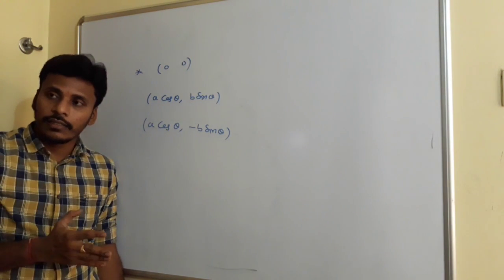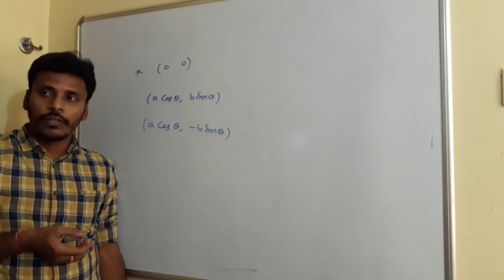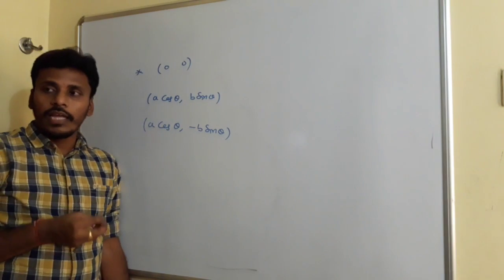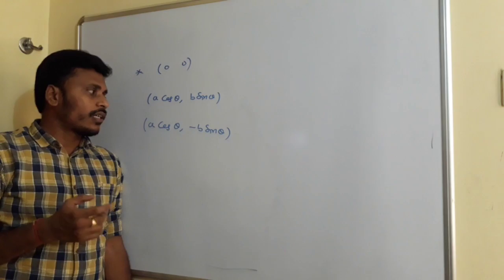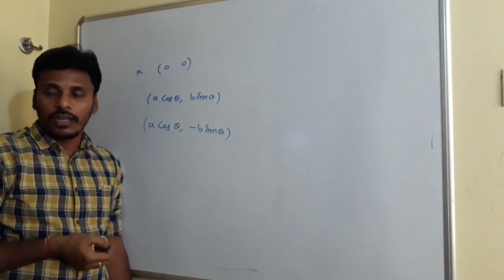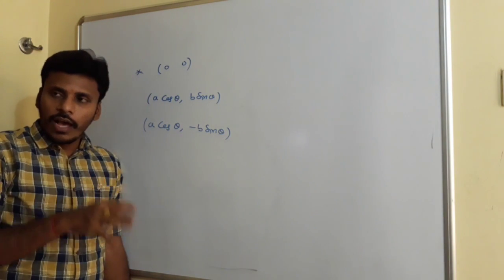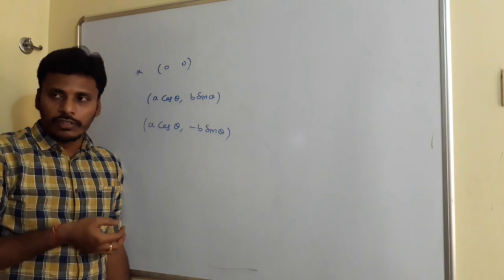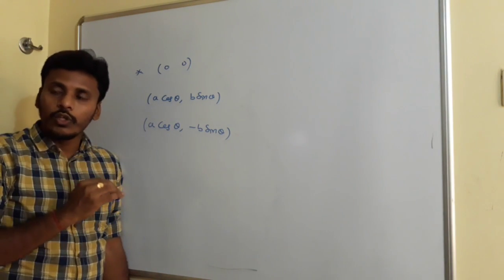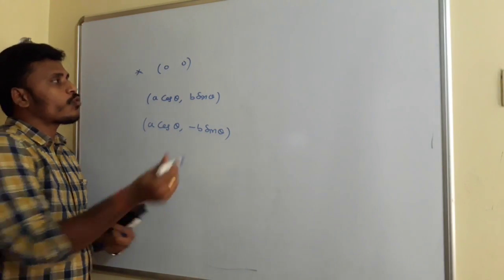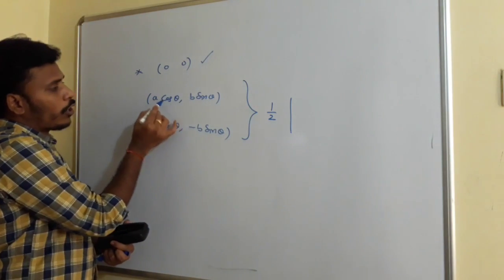But my question is, what is the maximum possible area formed by these 3 points? You need to find the maximum area of the triangle formed by the points 0, 0, A cos theta, comma B sin theta, and A cos theta, comma minus B sin theta. If they ask you the area, you go with the usual procedure. Now also go with the usual procedure and find the area. Since one vertex is the origin, our task is simple. The area is half mod, product of these two.